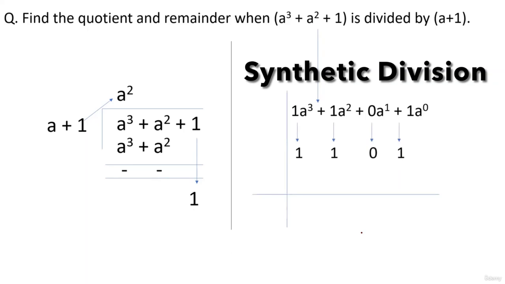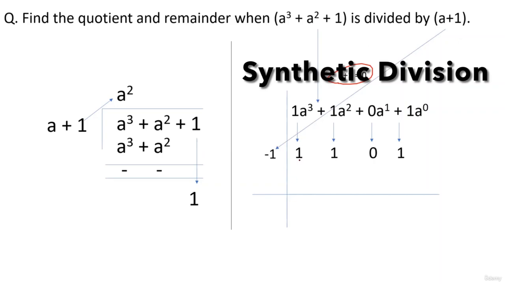Now, synthetic division is only applicable when the dividend is of the form x raised to n plus something, and the divisor is of the form x plus or minus a. Only then will this work, but regular division works every time, no issues. Synthetic division, as we are seeing right now, works only for these cases. Now we observe a plus 1, which is our divisor. When is a plus 1 equal to 0? When a is equal to minus 1, right? So we'll divide all the coefficients by minus 1.